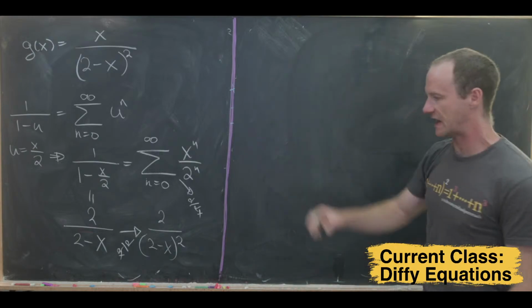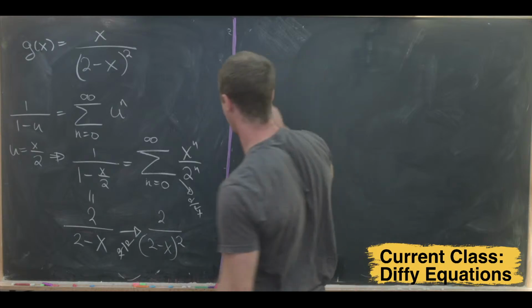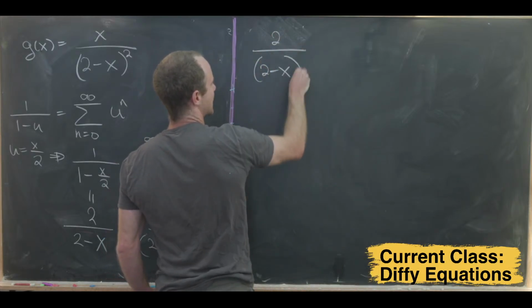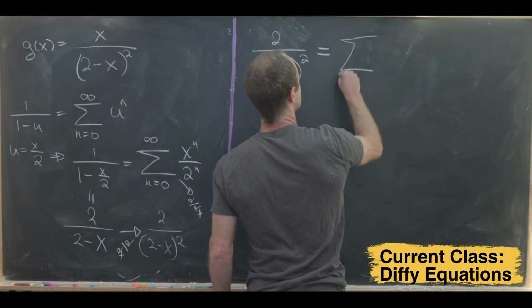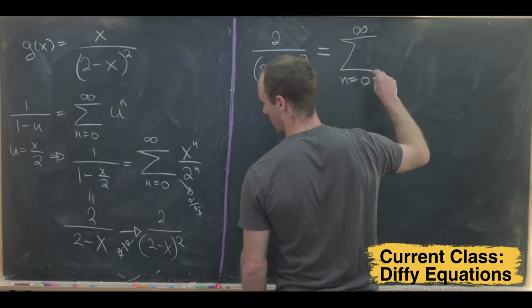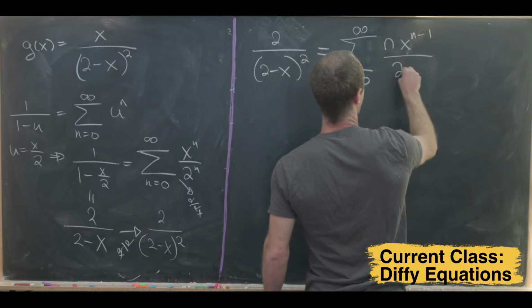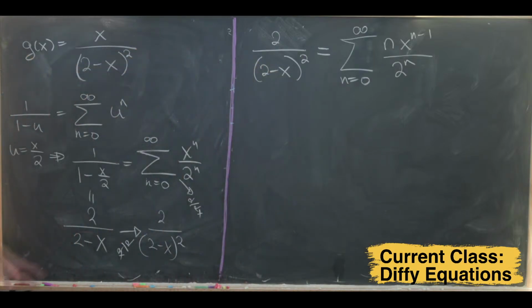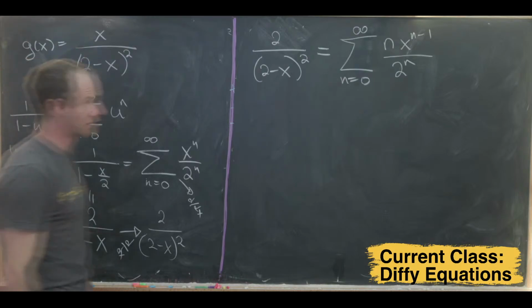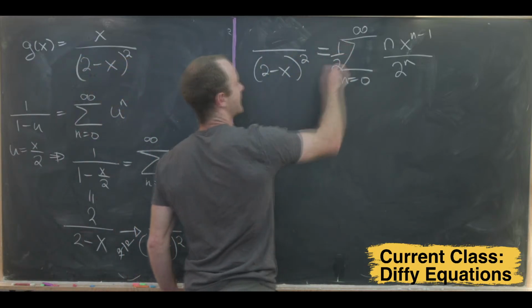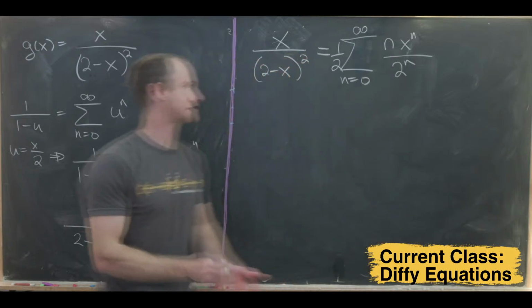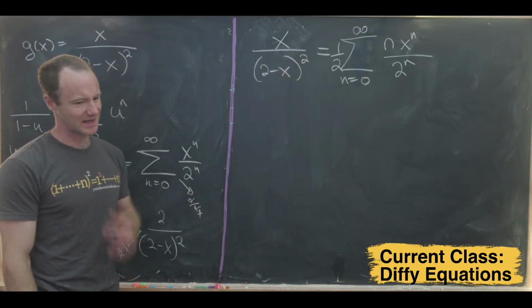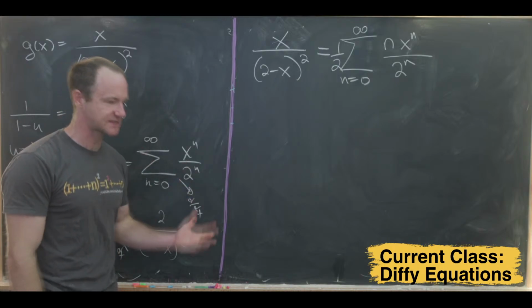Okay, so things have gotten out of hand over here, but let's just pick up from this. Let's copy this over. We have 2 over 2 minus x quantity squared equals the derivative of this power series. So that's going to be the sum as n goes from 0 up to infinity of n times x to the n minus 1 over 2 to the n. But now we're home free. Notice our g of x is exactly that, but with an x in the numerator instead of a 2. So I can get rid of the 2 in the numerator by multiplying by a half. I can put an x in the numerator by multiplying by x, and that kills this minus 1 here, and I've got it.